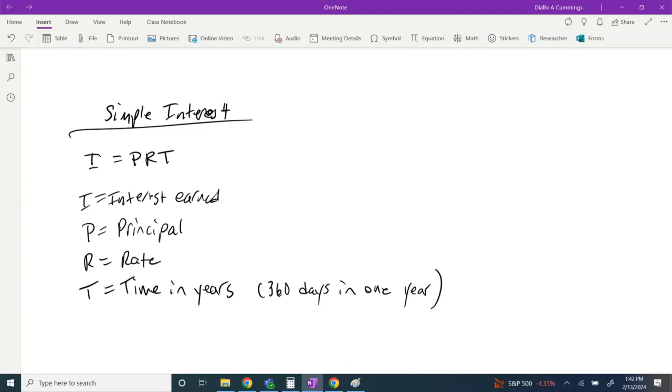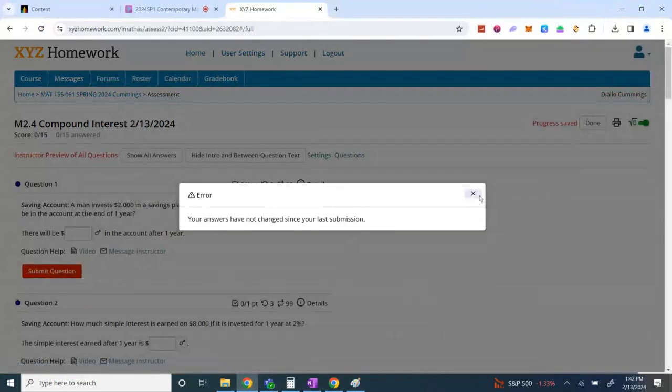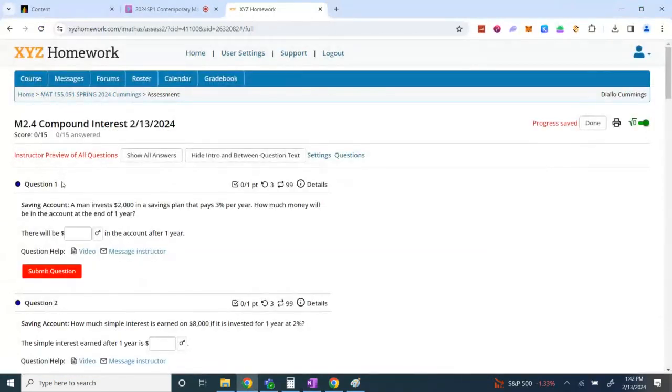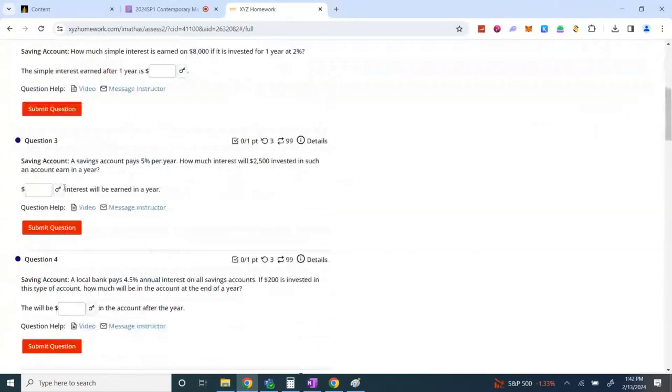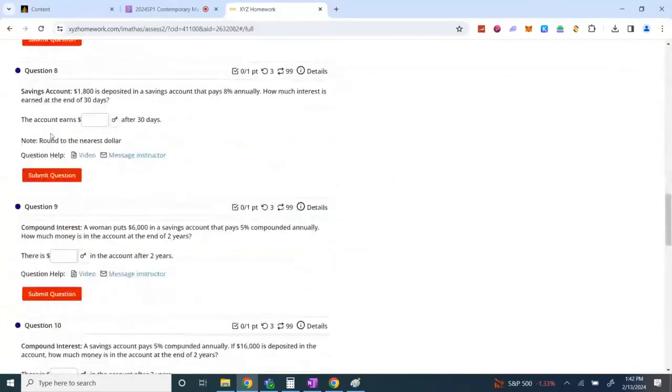So we're going to use this formula to find interest. Okay, so notice it doesn't give you the amount in the account. It only gives you the interest. Okay, so I believe, and this is in section 2.4, the first 8 problems deal with simple interest.